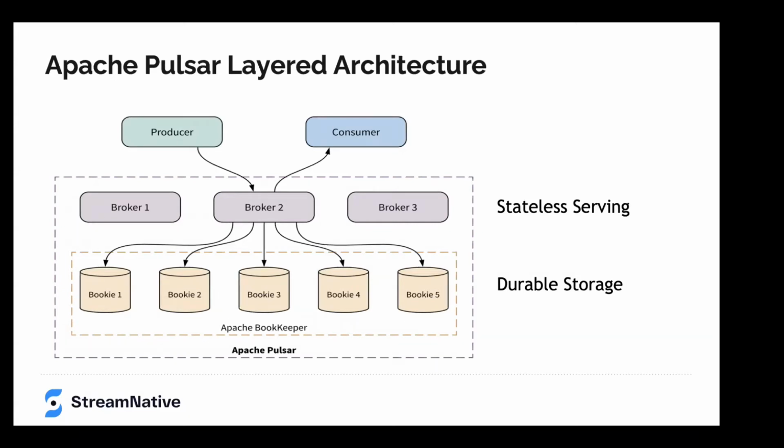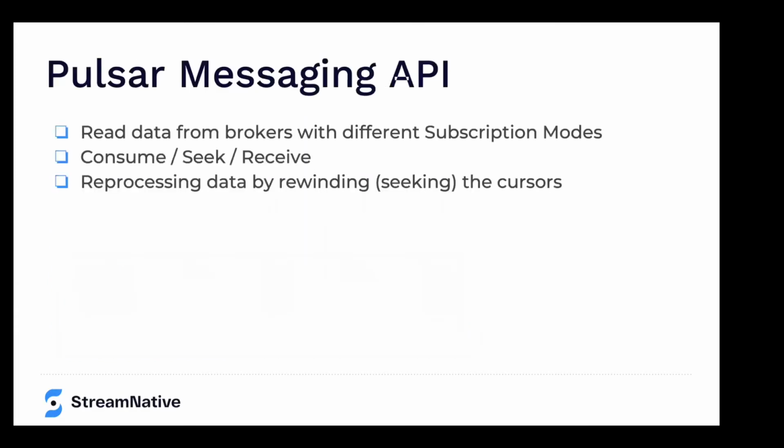All the incoming streaming data will first be written into bookies, and then be available in the broker's cache to serve the consumers. With this stateless broker layer, we offer the Pulsar messaging API. With these messaging APIs, we can read data from brokers with different subscription modes, and the operations usually include consume, seek, or receive. In order to reprocess data, you can just rewind the cursors in the system, and then you will be able to consume from that point on.